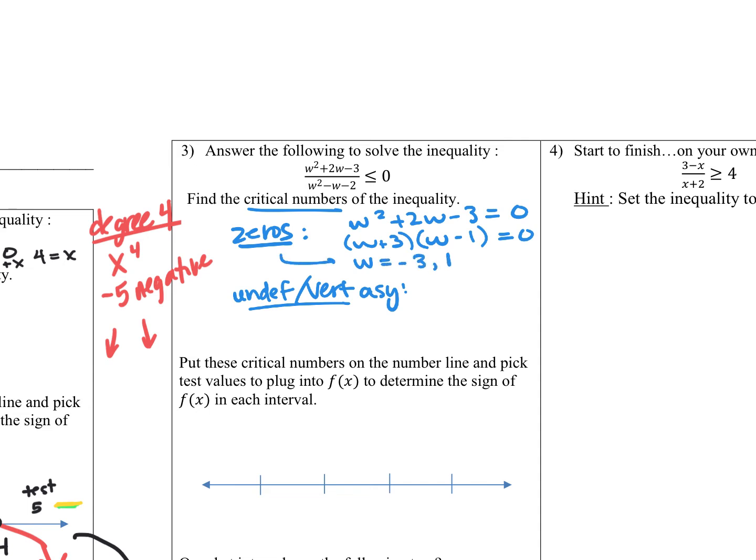And then our vertical asymptotes are when the denominator equals 0. So that's going to be w, and we'll put -2 and +1 this time because we need to multiply to -2 but add to -1. So our vertical asymptotes are at w equals 2, w equals -1.